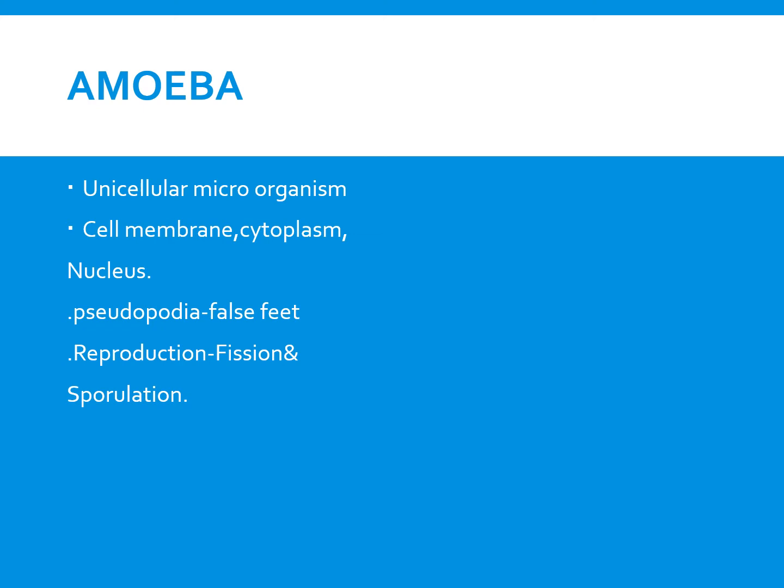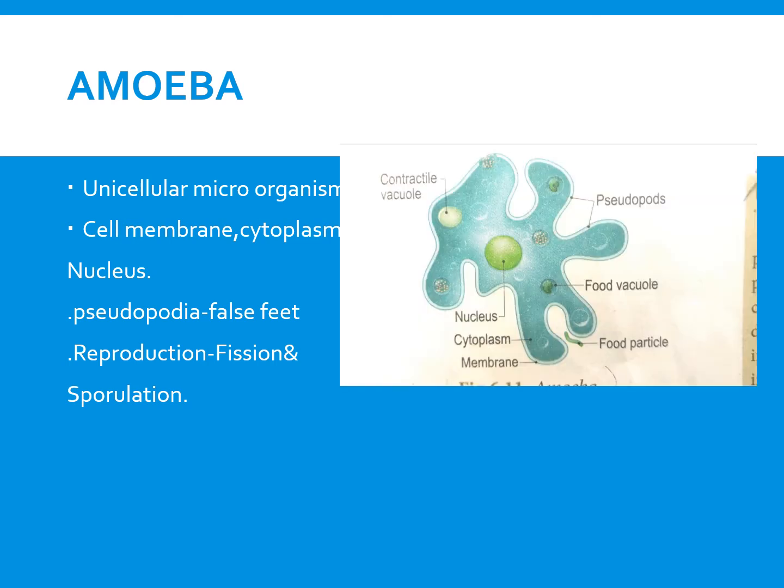During unfavorable condition, the amoeba withdraws its pseudopodia and develops a cyst around it, and within that the content of the protoplasm gets shrunken, and during favorable condition it bursts open with spores, and then each one will form a new daughter amoeba. This is sporulation. See the diagram, amoeba: pseudopodia, food vacuole, cytoplasm, nucleus, contractile vacuole.